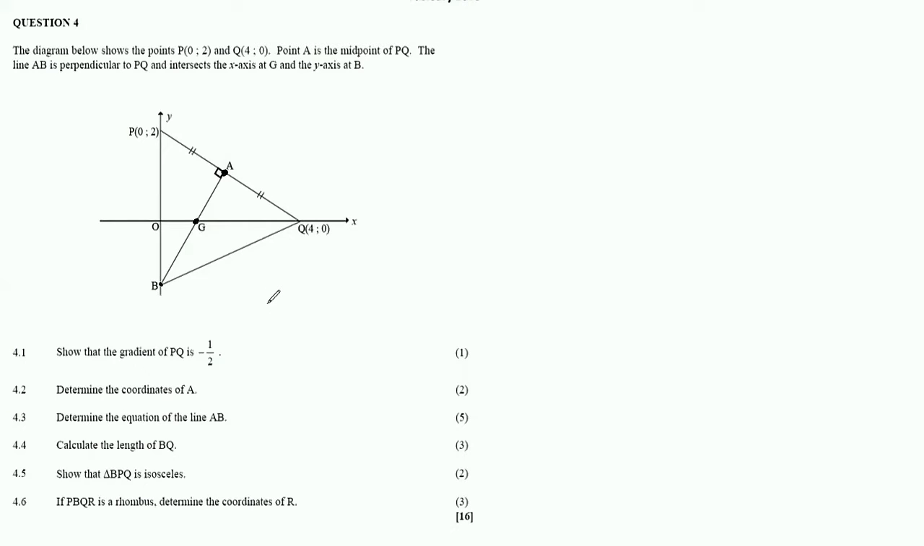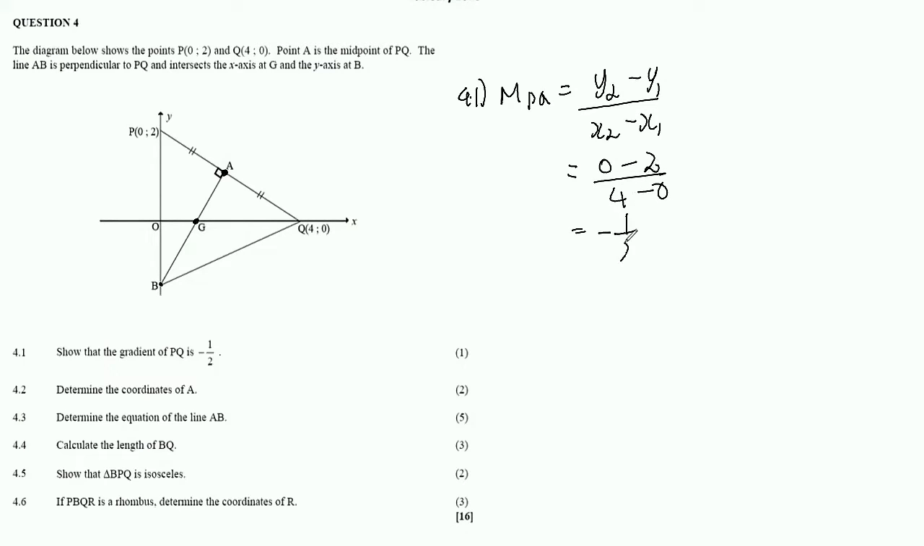Now, 4.1 says show that the gradient of PQ is equal to negative 1 over 2. So this is more like saying calculate the gradient of PQ and find if it's going to be negative 1 over 2. Gradient of PQ is equal to y2 minus y1 over x2 minus x1. If we use this one as the second coordinate and this one as the first, then we have 0 minus 2 over 4 minus 0. This is negative 2 divided by positive 4, which is obviously negative 1 over 2, right? Just like that, it's just one mark.